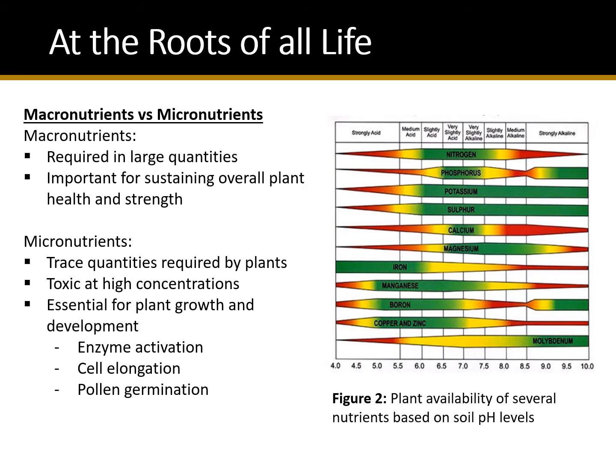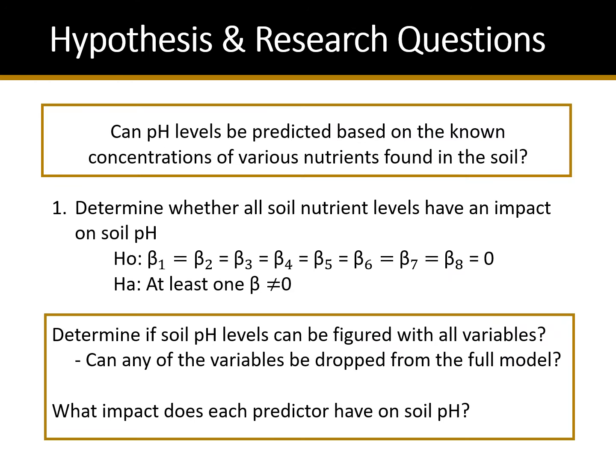Over the years, numerous studies have proven that plant availability of these nutrients is significantly impacted by the soil pH levels. This knowledge has been beneficial for the development of graphics similar to those shown in Figure 2. With this knowledge, we want to know whether pH levels can be predicted based on known concentrations of various micro and macronutrients found in the soil.